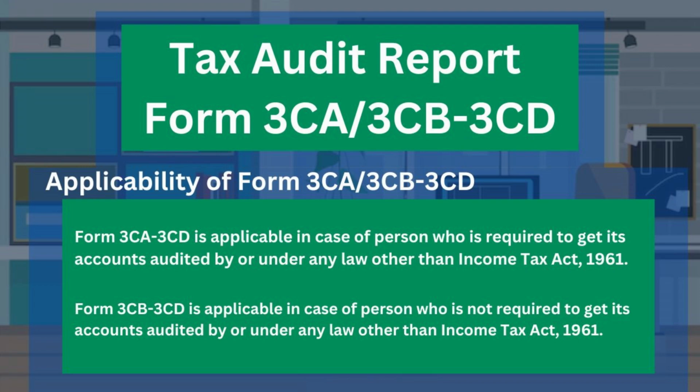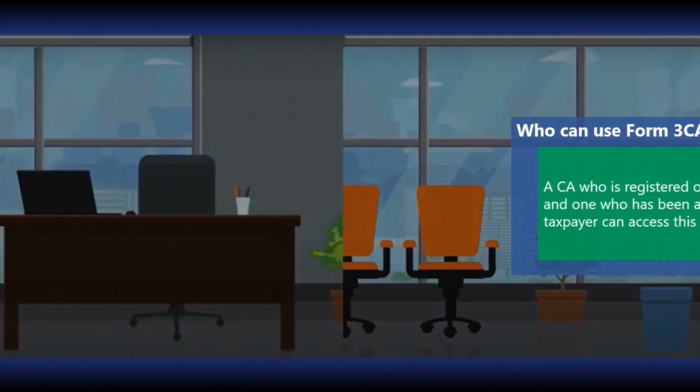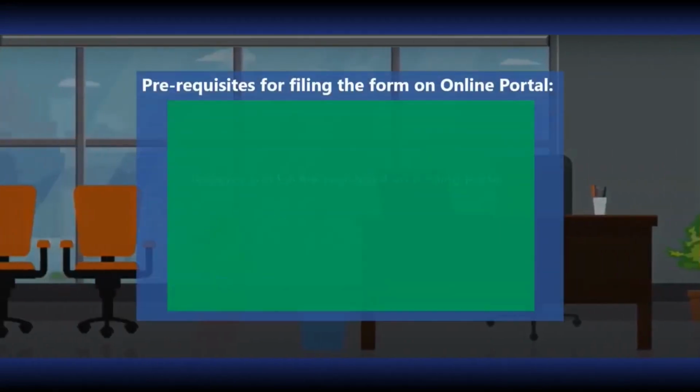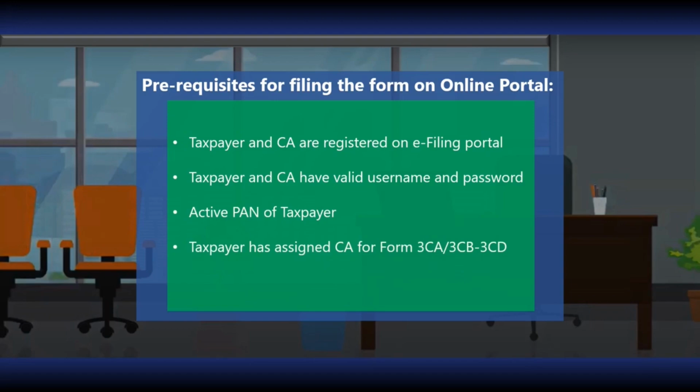Now let us first look at who can use the tax audit report. The tax audit report can be used by those chartered accountants who are registered on the e-filing portal and who has been assigned the form by the taxpayer. The prerequisites for filing the form on the online portal are that the taxpayer and chartered accountant should be registered on the e-filing portal. Both of them should have valid username and password. They should have an active PAN, and the taxpayer should assign the form either 3CA 3CD or 3CB 3CD to the chartered accountant, and both of them should have active digital signature certificates.